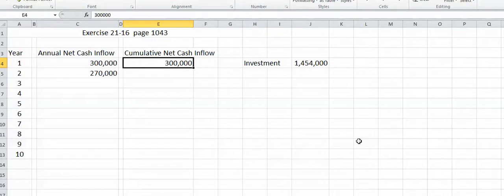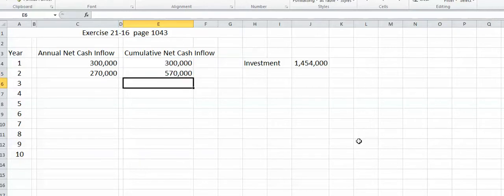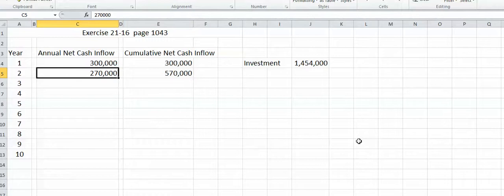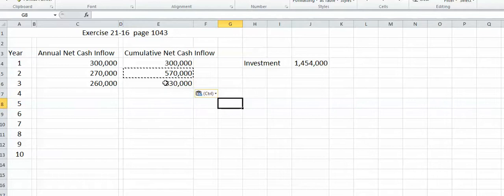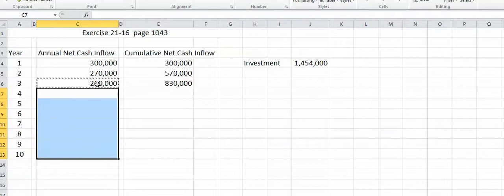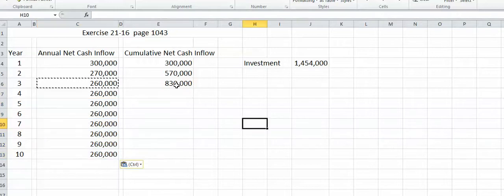Cumulative at the end of, you can now see my limited Excel skills, right? Cumulative at the end of year 2 is $570,000, which is, of course, the $300,000 plus the $270,000. Year 3, we have annual net cash inflows of $260,000, and our cumulative net cash inflow is $830,000. I'm going to go ahead and right now finish out the table because I can do that quickly using Excel.